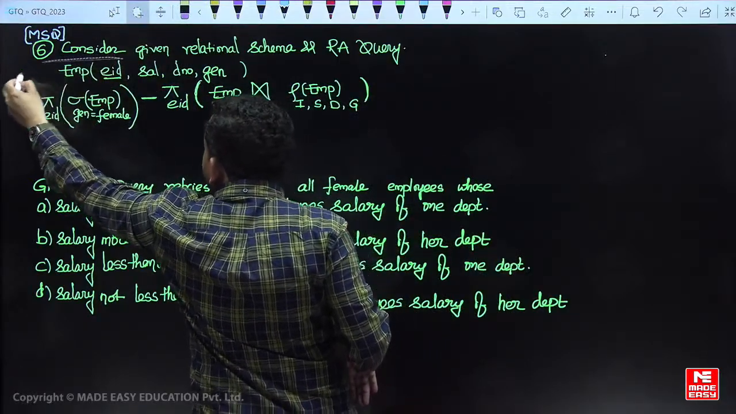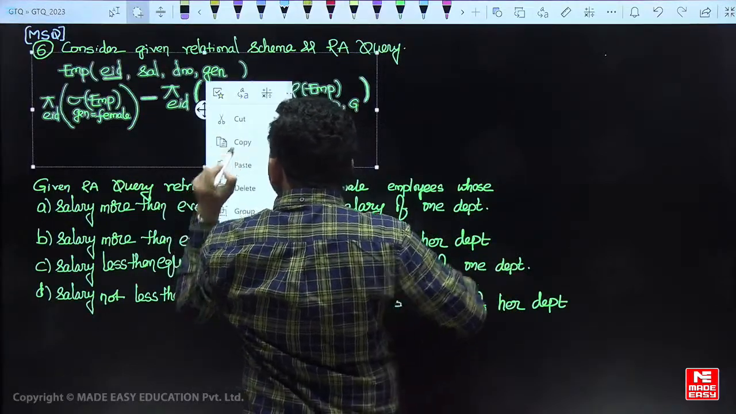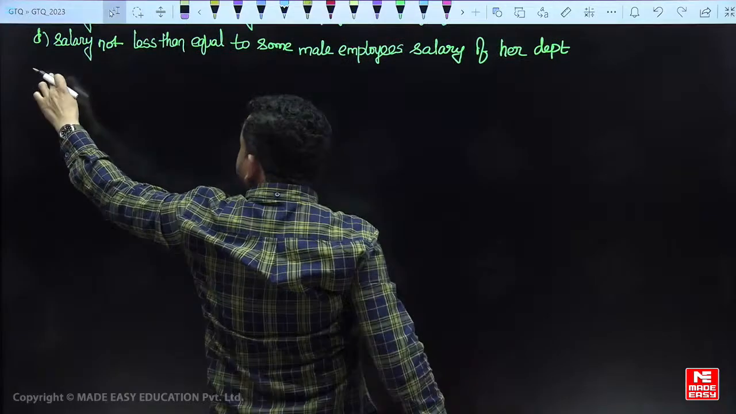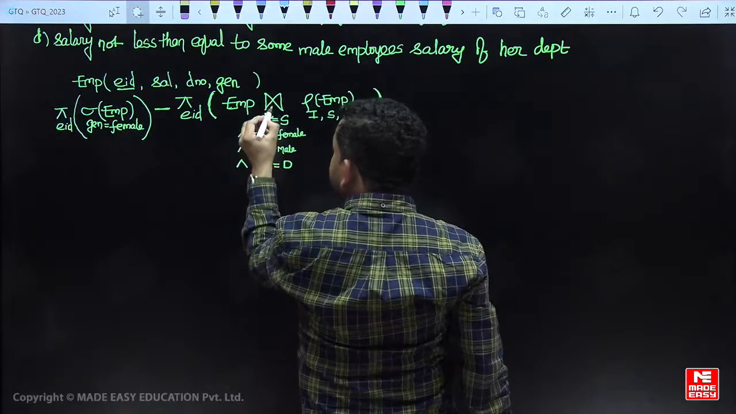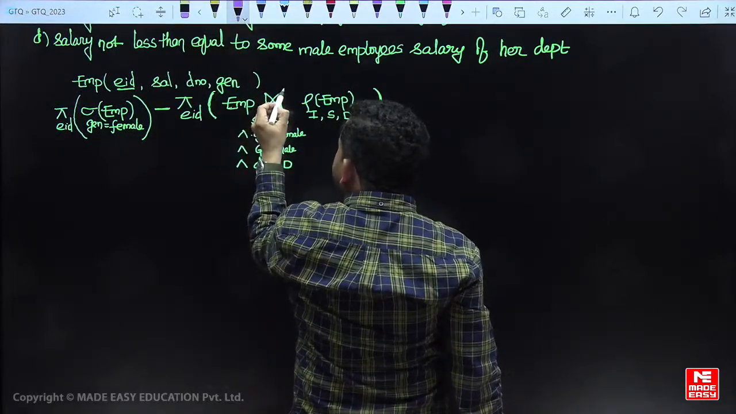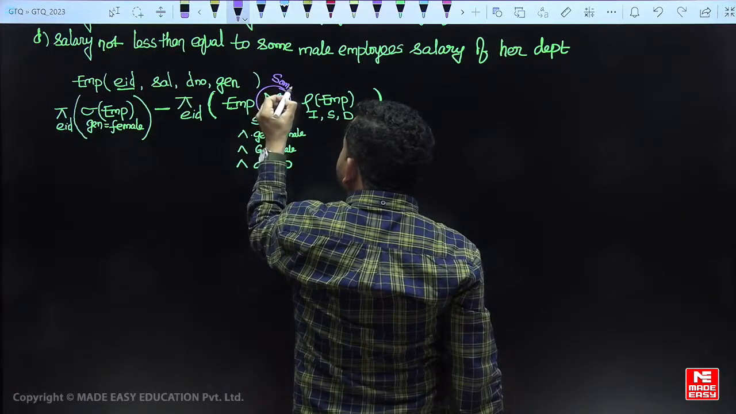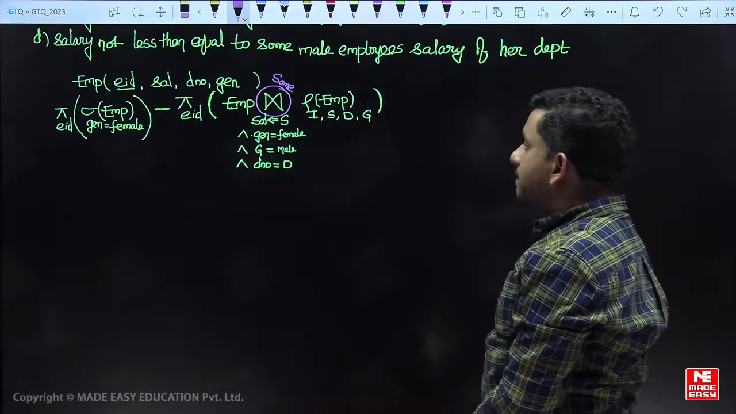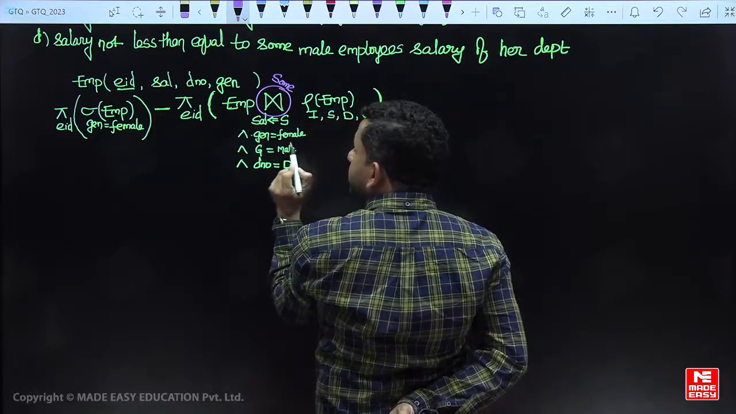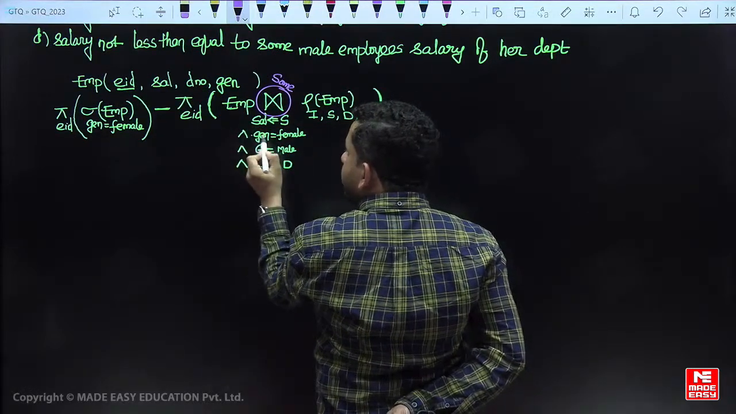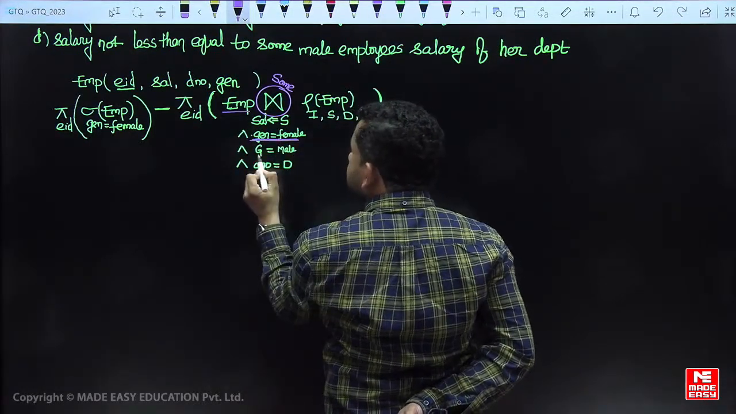This is the given relational algebra query. Okay, let's analyze this query. See, join behaves like some, any, at least one. So employee joins with another employee instance. From the first instance we selected female employees, from the second instance we selected male employees.